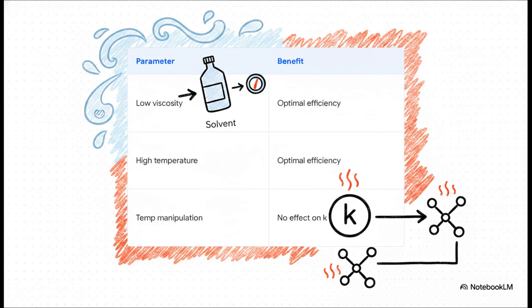But here's a really fascinating quirk of SEC. Unlike other forms of chromatography where temperature drastically changes chemical interactions, in SEC, the retention factors, represented by K, are entirely independent of the temperature. The heat just helps the physical flow. It doesn't change the underlying size-based exclusion principle at all.